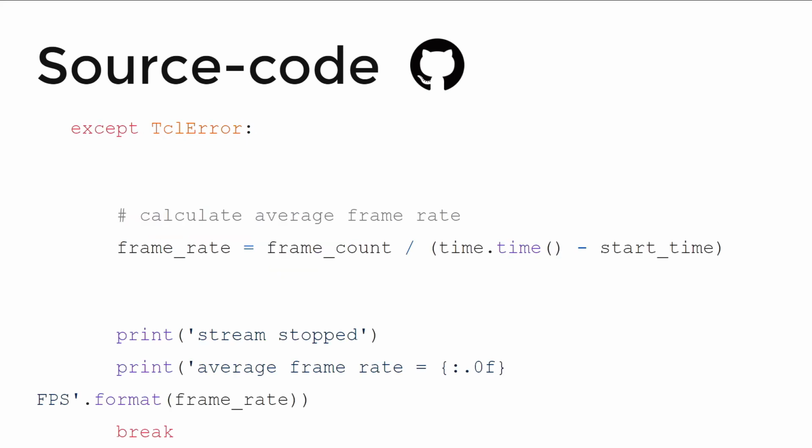If it's not happening, then we will calculate frame rate, frame rate by time, that sort of thing. So at the last, we will print stream stopped, print average frame rate. So let me show you the demo.